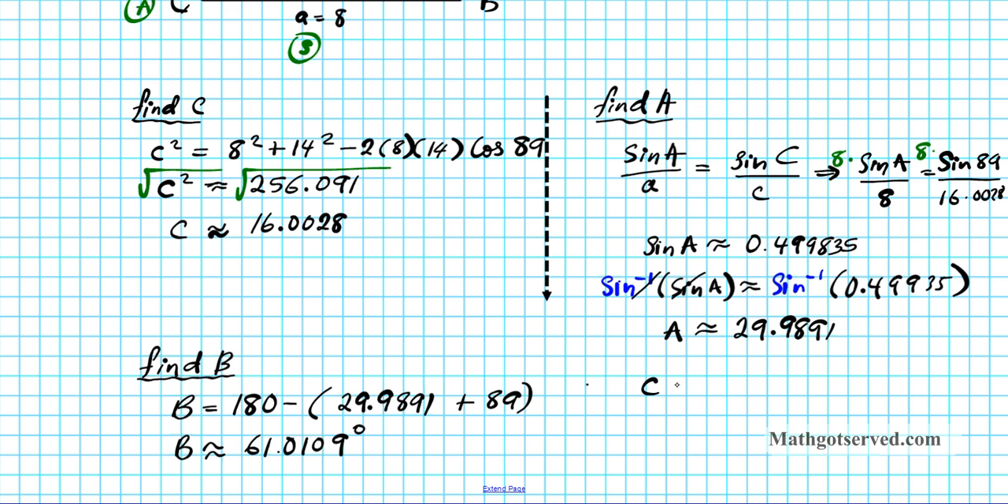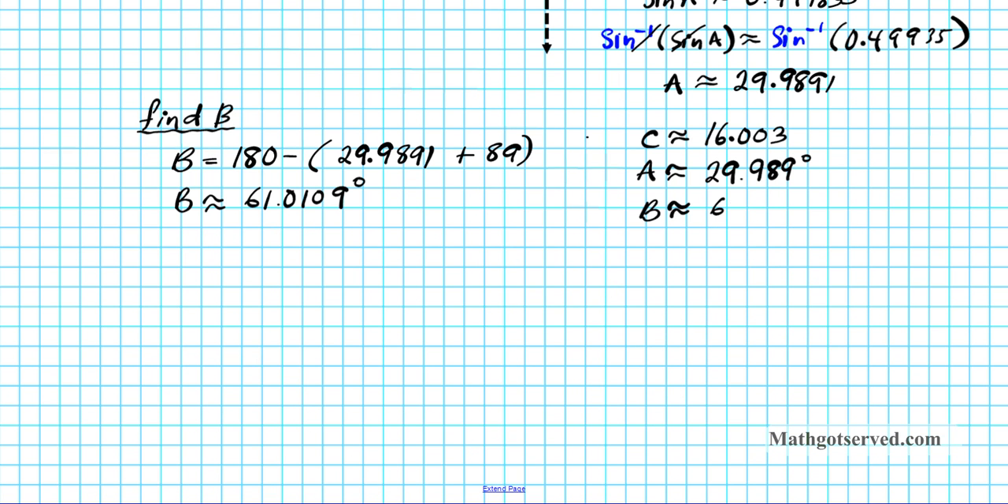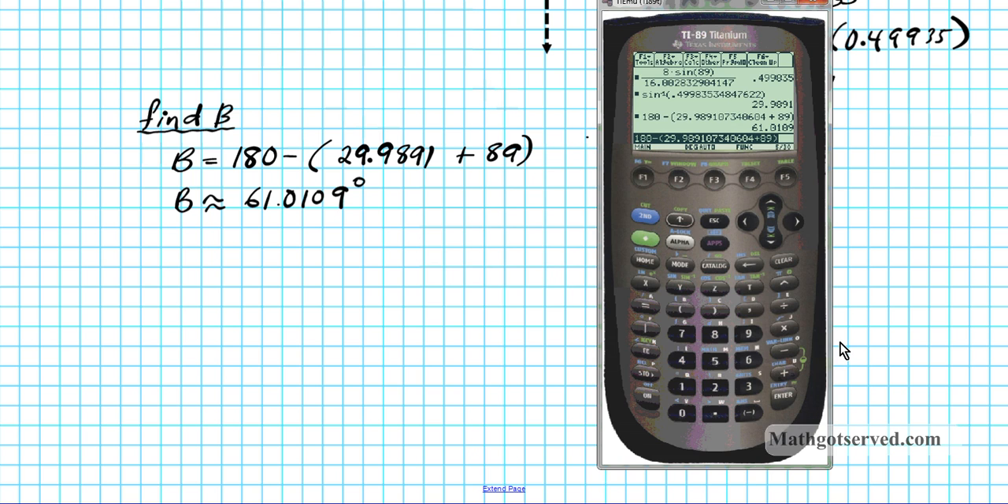All right, so let's organize all our measures. For the test, I would like you to round to 3 decimal places. So let's go ahead and do that here. Little c is 16.003. Big A is approximately 29.989 degrees. And big B is approximately 61.010 degrees. Actually 011, because we have to round up. Okay, 011 degrees. And that's the measure of the triangle if it's solved completely.